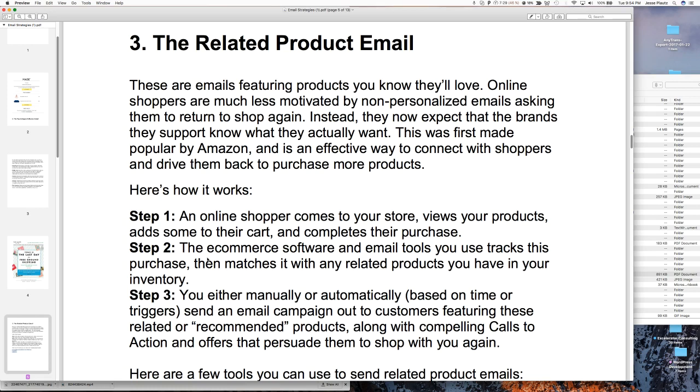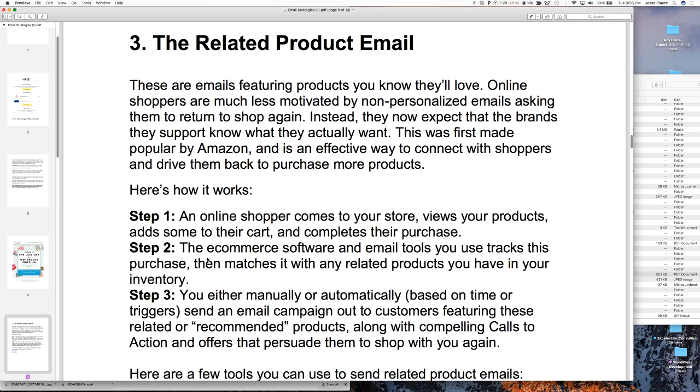So that's why you should never be worried about if people are bugging you. You're here to sell things. Okay? It's fine. So these are emails featuring products they'll love. Online shoppers are much less motivated by non-personalized emails asking them to return to shop again, right? That's another thing I was just mentioning. If you're a small-time shop owner, you have that personalization. You can get more and more personalized.